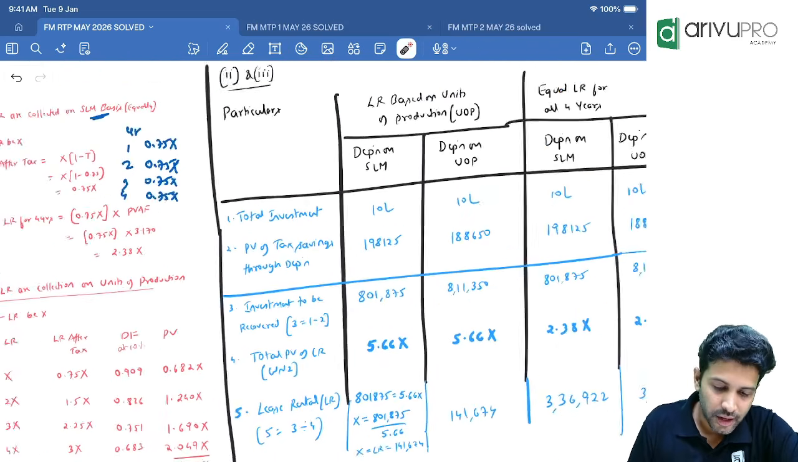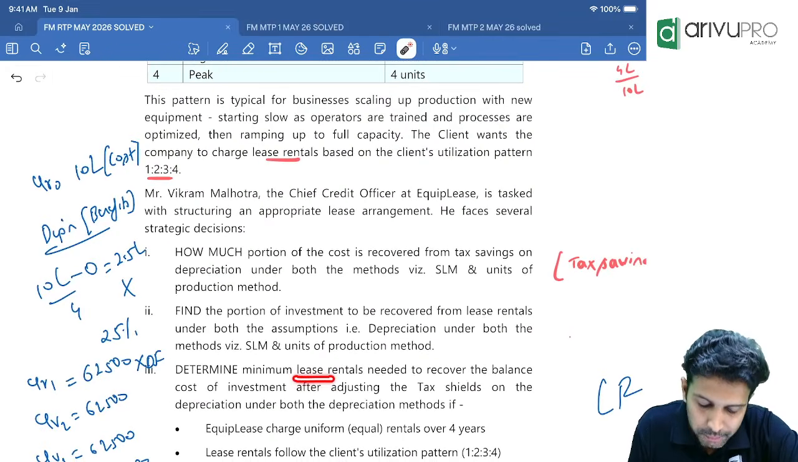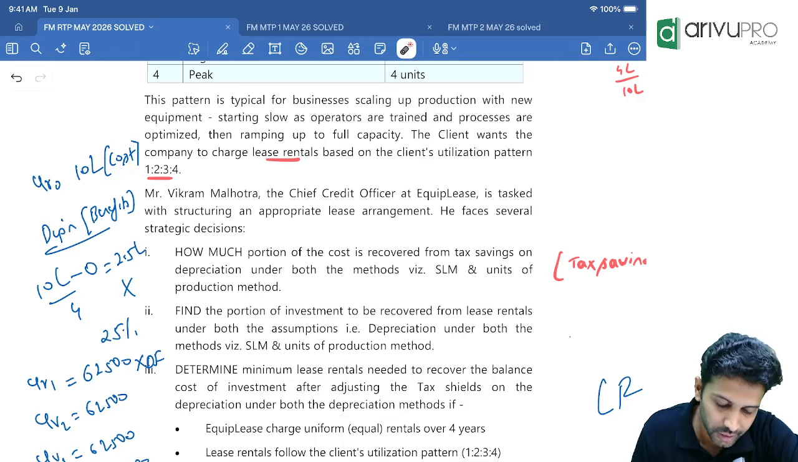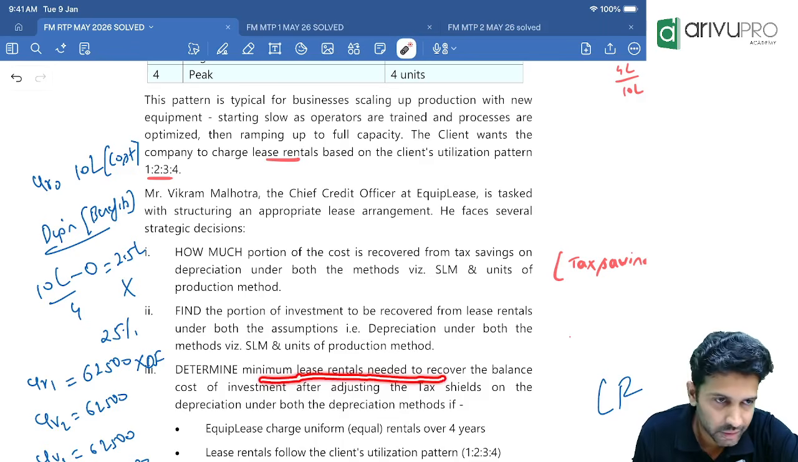Now last step. People, read this line once again. Determine the minimum lease rental needed to recover the balance cost of investment after adjusting tax shield on depreciation under both the methods. Once again, determine the minimum lease rental to recover the balance cost of investment.